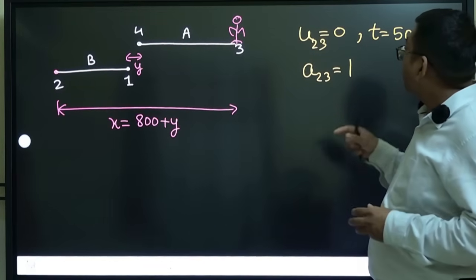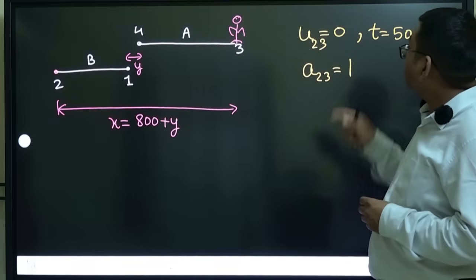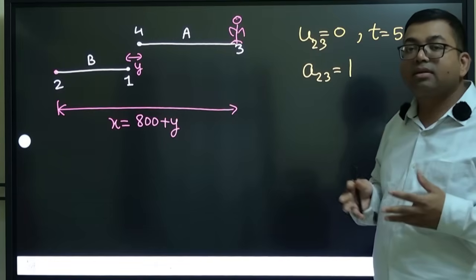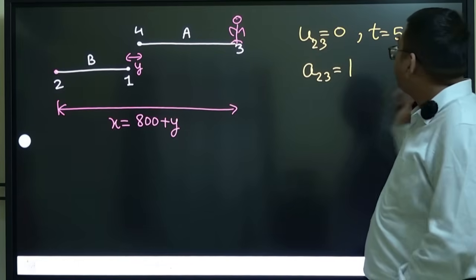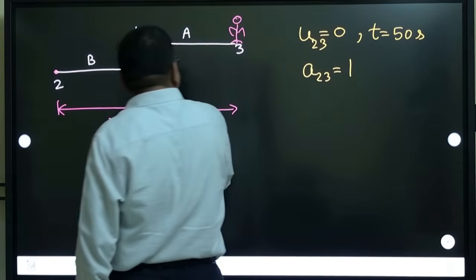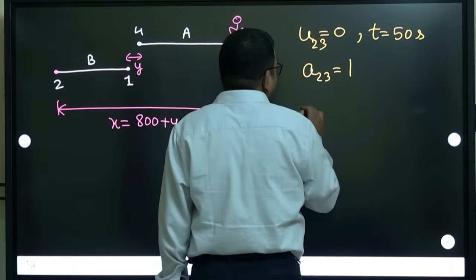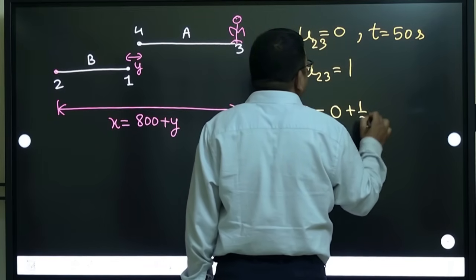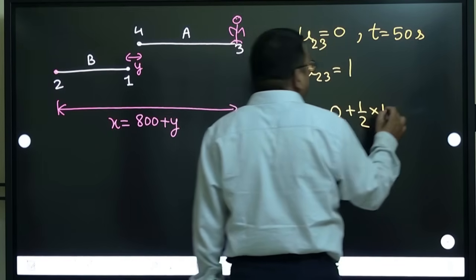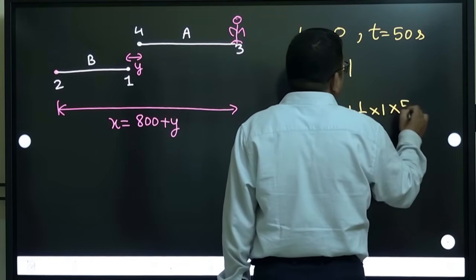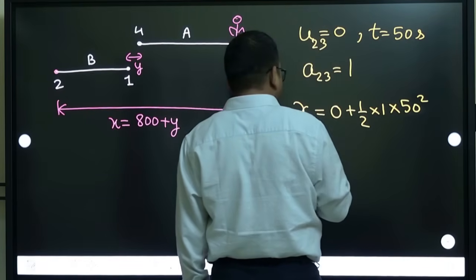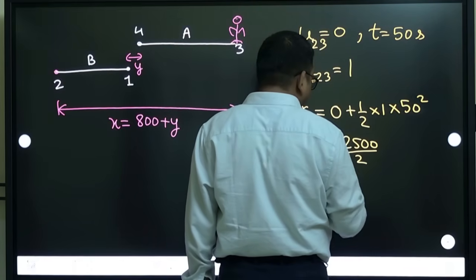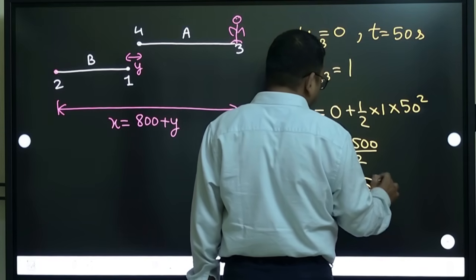So can we calculate now? We know acceleration, initial velocity we know. Then can we use s is ut plus half at square? Yes, we can use that. So the relative distance it has to travel is x only. So x is equal to ut, which is 0, plus half at square. A is 1 into t square. How much do we get from here? 2500 by 2. So in one step we got the answer, 1250 meters.